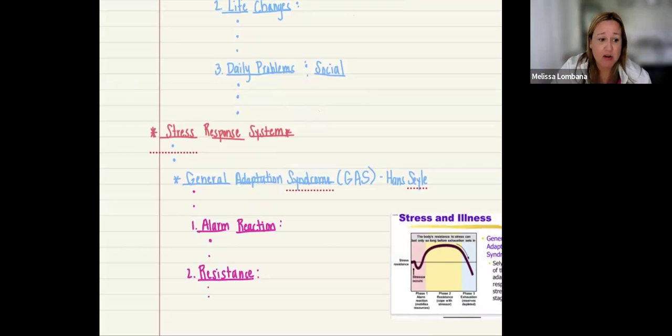Now we're going to move on to the stress response system. And the stress response system, the first little bullet, is going to be the arousal of your autonomic nervous system.